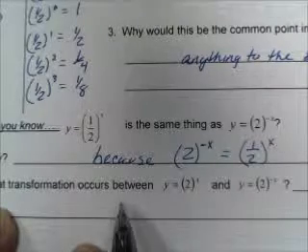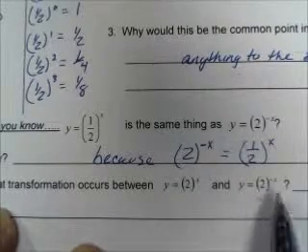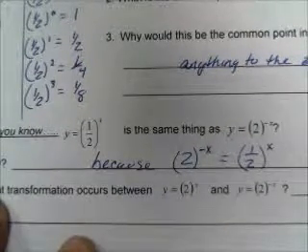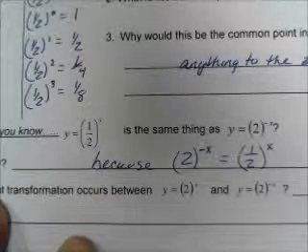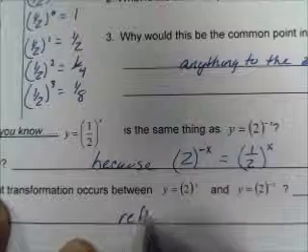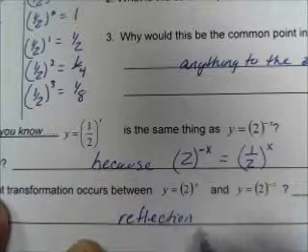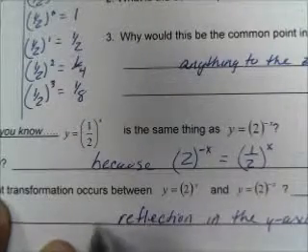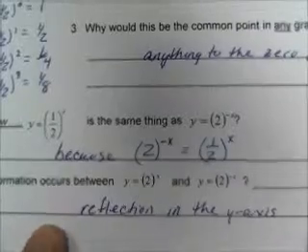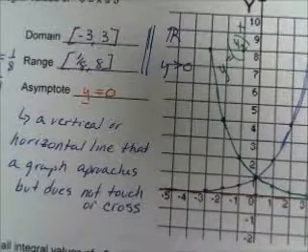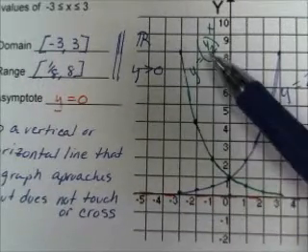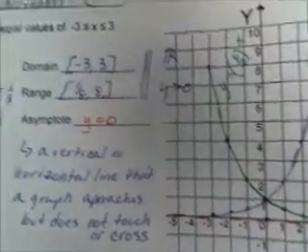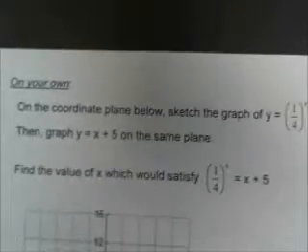Name the transformation that occurs between y equals 2 to the x and y equals 2 to the negative x. Again, we mentioned before, it's a reflection in the y-axis. The graphs y equals 2 to the x and y equals 1/2 to the x are reflections of each other in the y-axis. Next page, on your own.